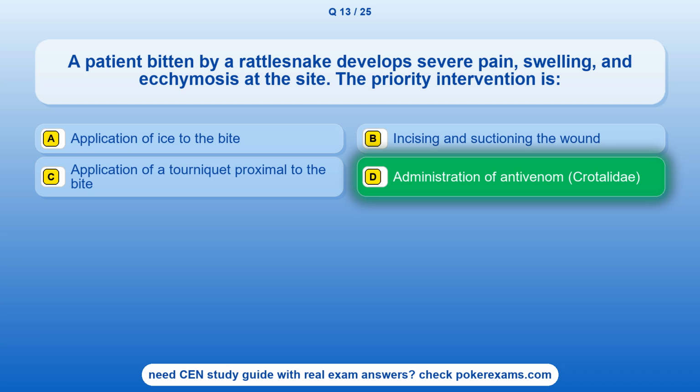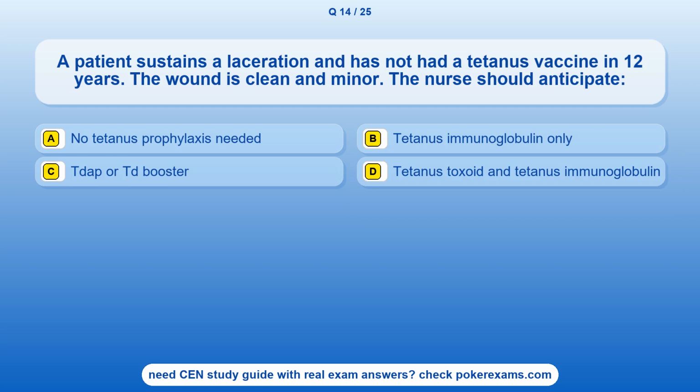The correct answer is option D. Administration of antivenom, crotalidae. Question 14. A patient sustains a laceration and has not had a tetanus vaccine in 12 years. The wound is clean and minor. The nurse should anticipate: Option A.